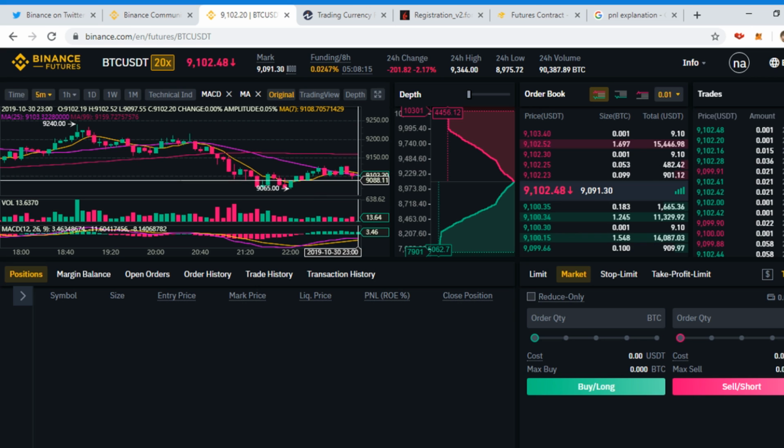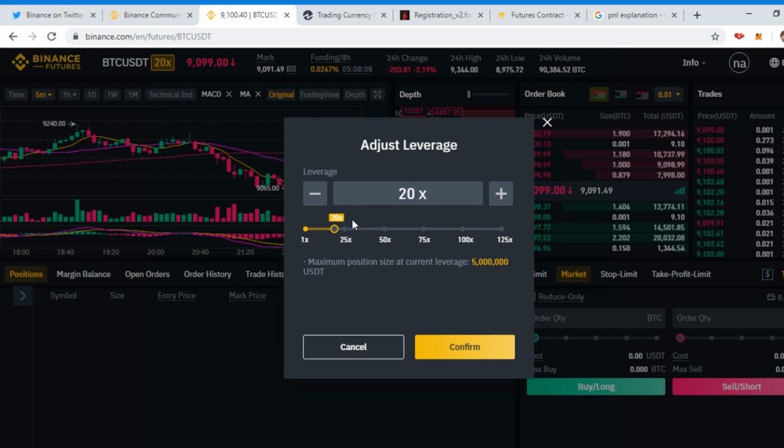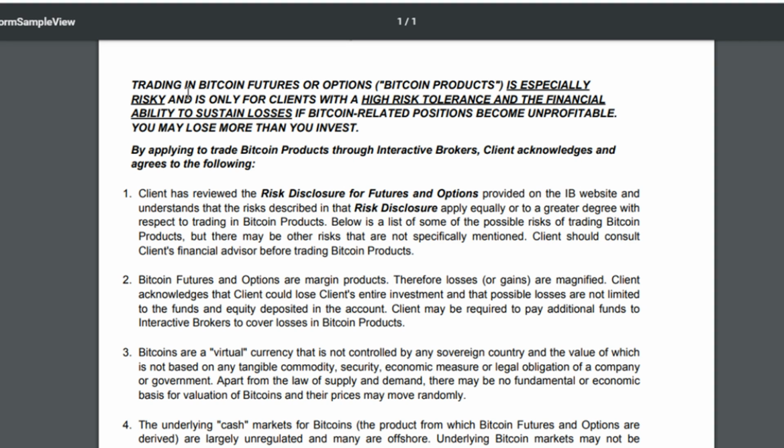So the risks involving trading Bitcoin futures or futures in general. We see here the leverage. This is the risk. The leverage is on how much you're willing to make money or lose. In other terms, right here, trading in Bitcoin futures or options is especially risky and only for clients with high risk tolerance and the financial ability to sustain losses. If the Bitcoin related positions become unprofitable, you may lose more than you invest.